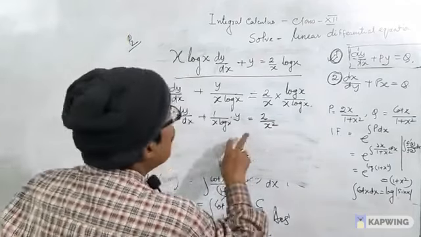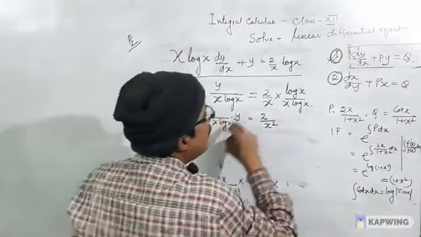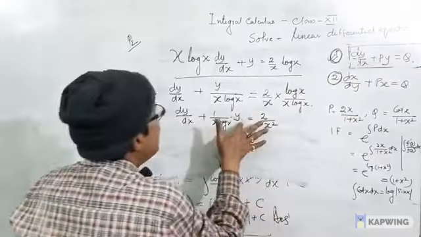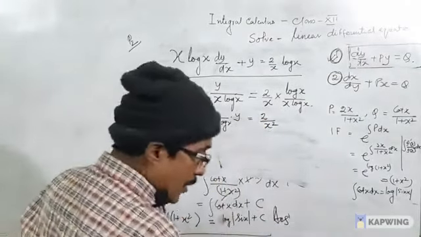It is in the form of dy dx plus p y equal to q. What is p?